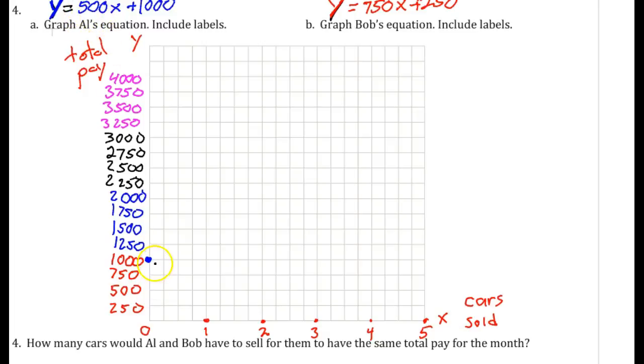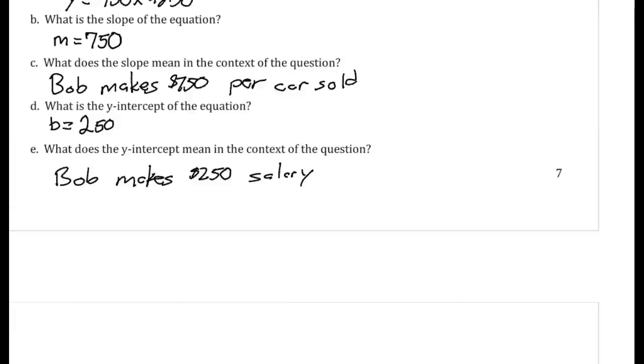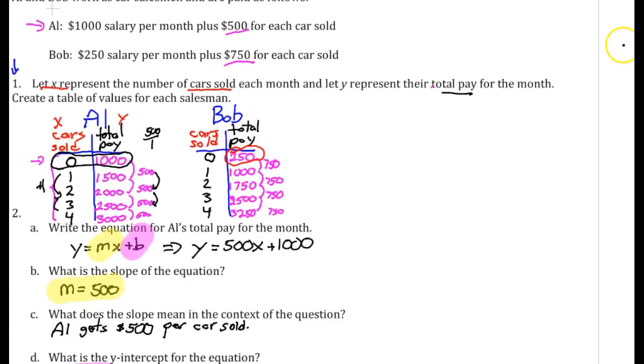Now remember, we're not counting by 500 like 500 squares, and over 1 doesn't mean over 1 square. So we have to go up 500 and over 1. Now, if that doesn't make sense, you can always go up the table as well. We need to be at 1 car is 1,500. 2 cars is 2,000. 3 cars is 2,500.